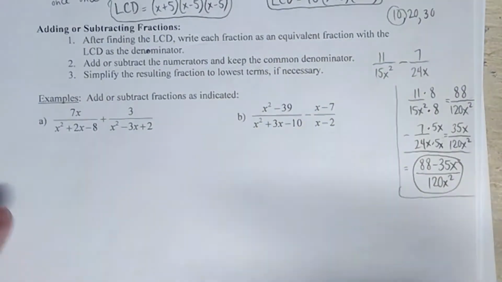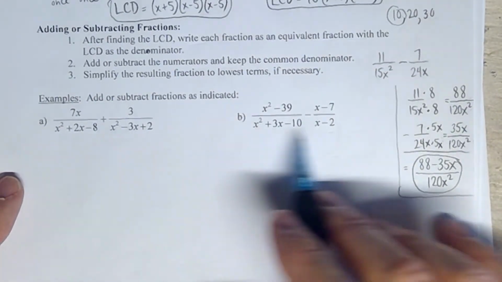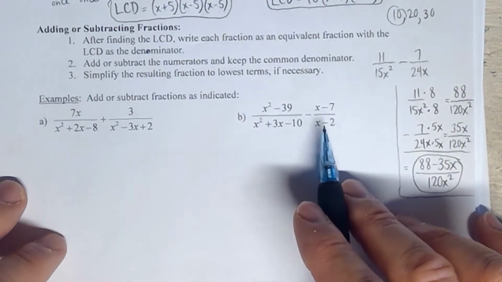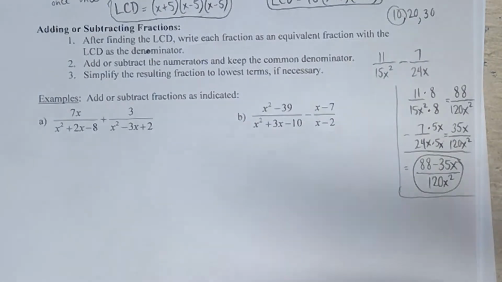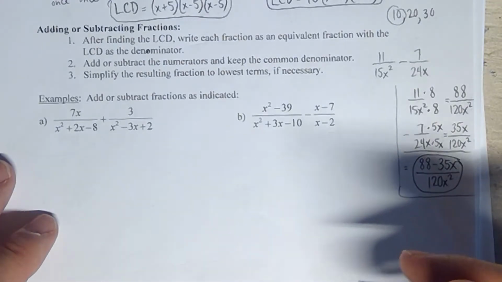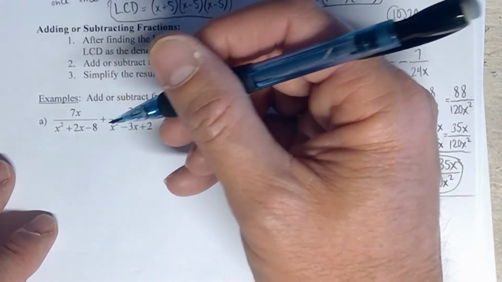Okay, let's take a look at the bigger denominators. Now, notice this one is plus and this one is minus. It's going to be a big difference. But with the exception of that plus and minus, the steps are basically going to be the same in both problems. Okay, the first thing we need to do is find the least common denominator.